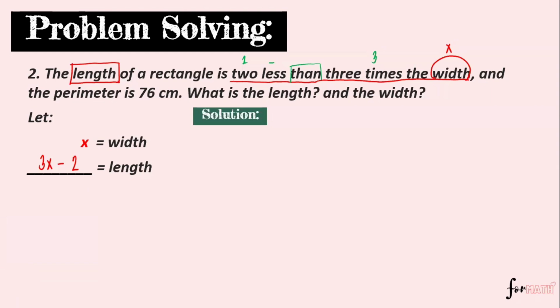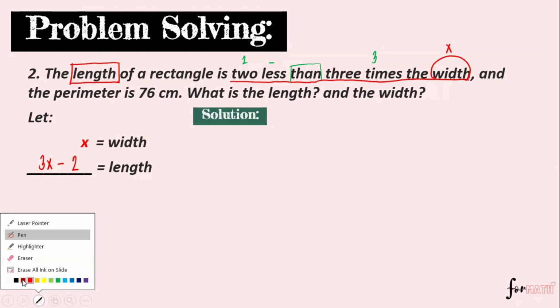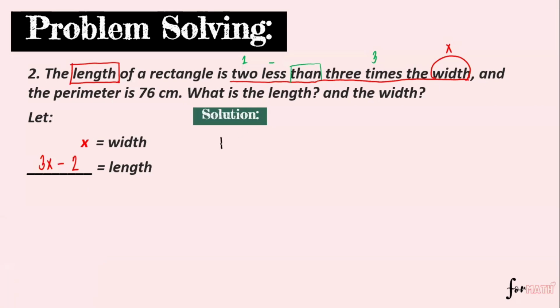Alright, so now that we have your variables for width and length, let's now come up with the equation. So paano natin siya isosolve? It says here, the perimeter is 76 centimeters. Now, remember the formula for the perimeter, if you still remember: 2 length plus 2 width. When we say perimeter, we are adding all the sides of the polygon or of a shape. So 2L plus 2 width, that's the equation we will use.